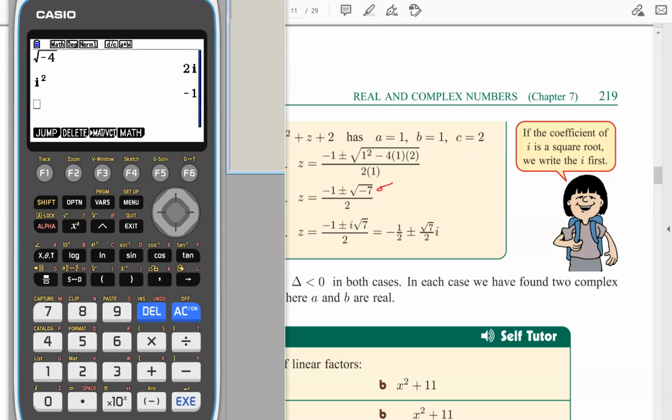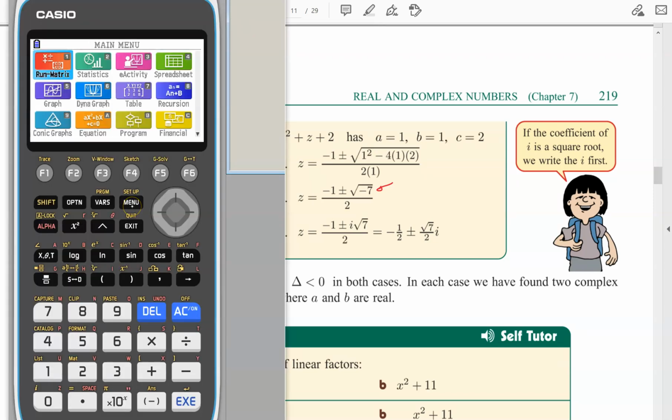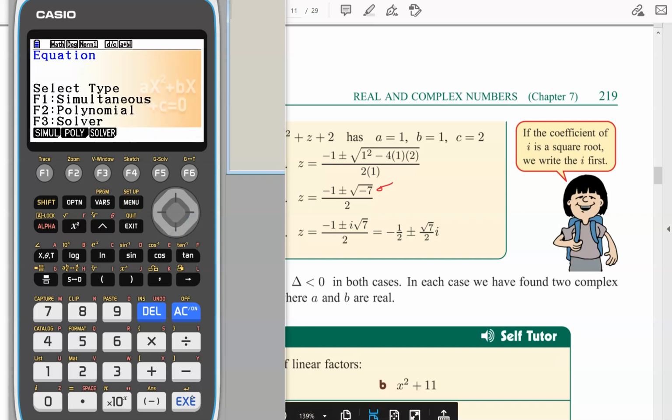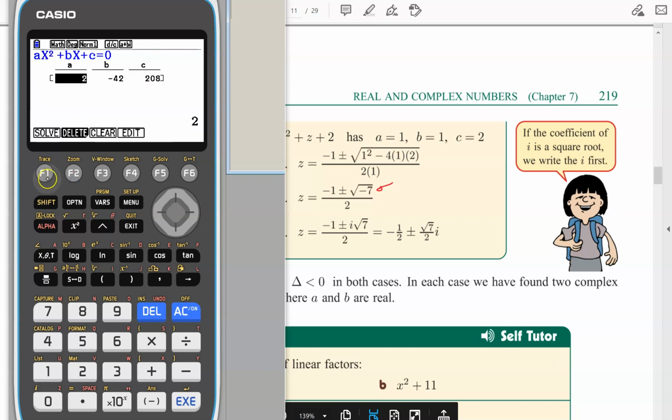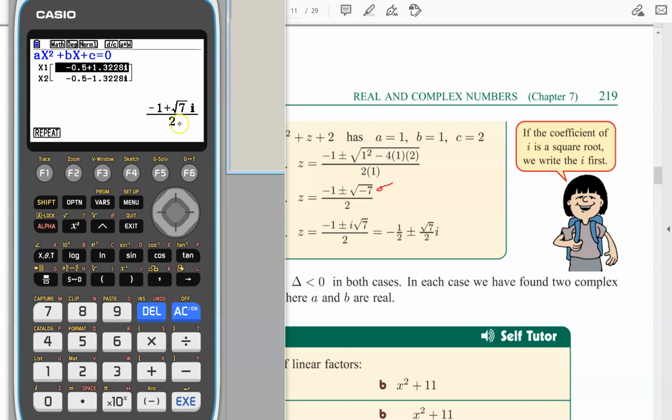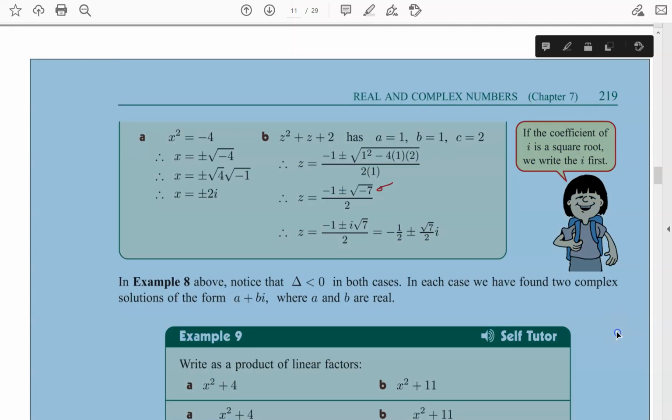Now back to our calculators. Will this work? So when we go into the equation, polynomial, degree 2. So we had 1, 1, and 2. We press solve, and you can see that we do indeed get our imaginary answers there. But all I have to do is say, can you please use algebra to show me, and then we're done.